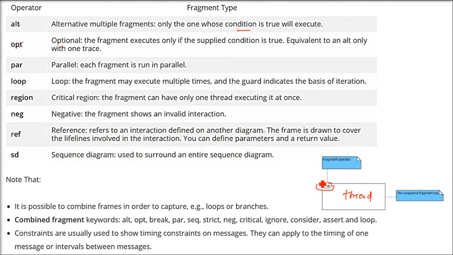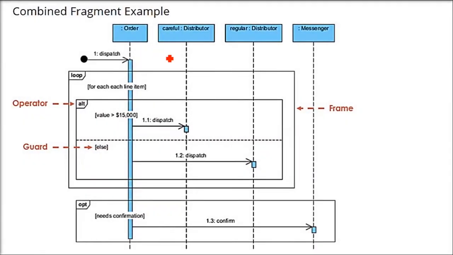Now you have SD. All these sequence diagrams can be put in one fragment, SD. So here is a combined fragment example. We wanted to show how this fragment can be placed. If you go to Amazon or Flipkart, you start an order. Then the order is being done, and the dispatch process is started. Now the dispatcher will dispatch.